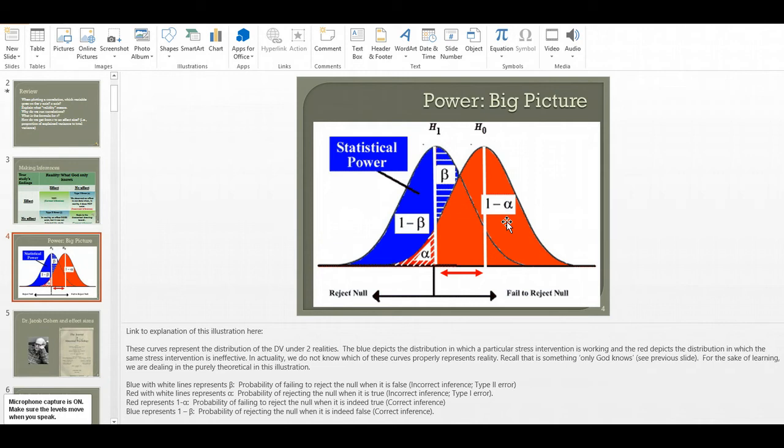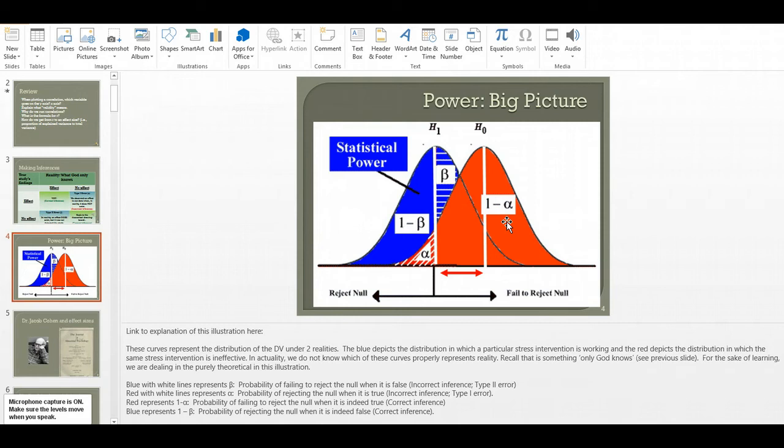So basically what we have in this example here is we have two realities. We have life under the alternative hypothesis, or the blue curve on the left, and we have life under the null hypothesis, or the curve on the right that is red. And remember, the alternative hypothesis is that in reality, the intervention works. There is an effect in the population that we're looking at, and we want to be able to detect it.